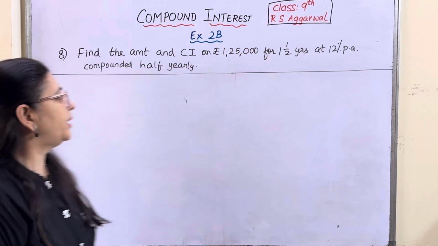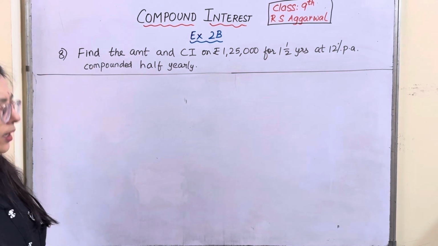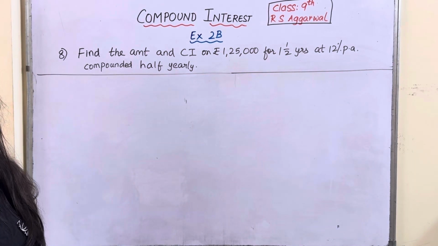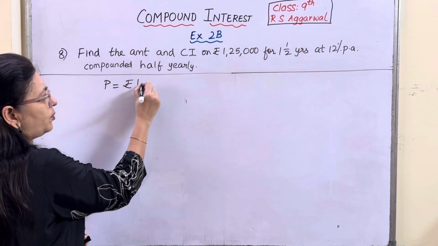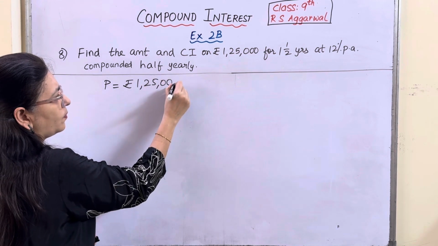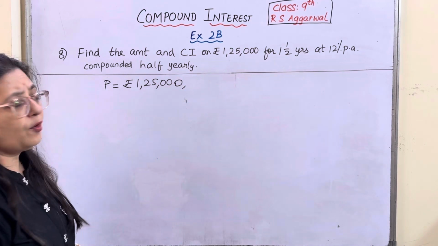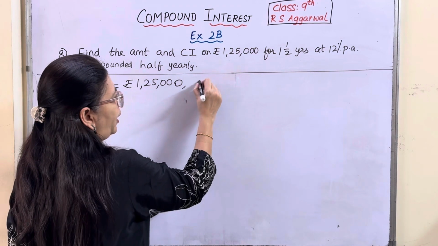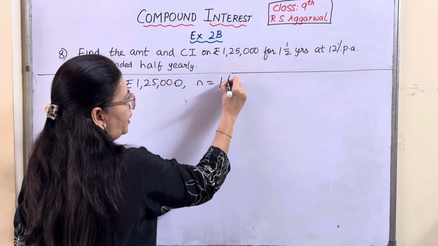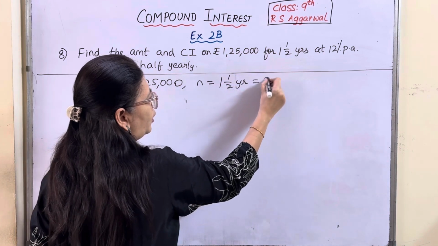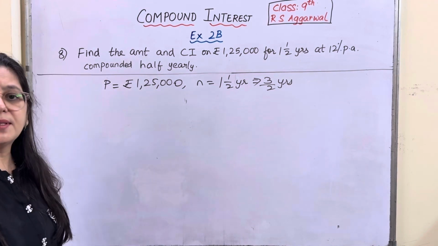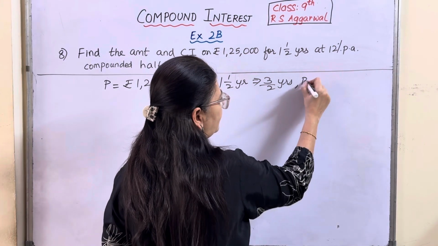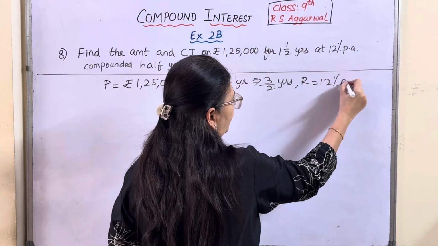Let's go to question number 8, children. Find the amount and the compound interest on rupees 1,25,000. What information is given? Principal, which is 1,25,000, for 1.5 years. So n is 1.5 years, which is equal to 3 by 2 years, at 12% per annum. Rate is given as 12% per annum.